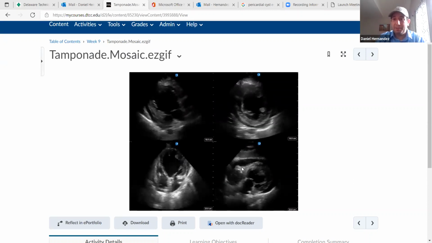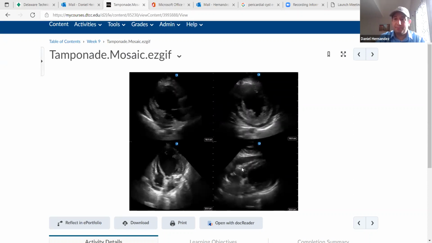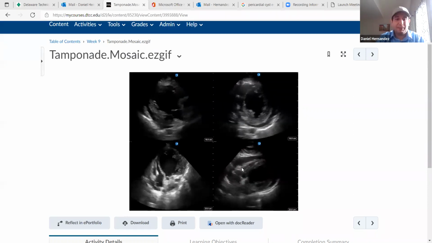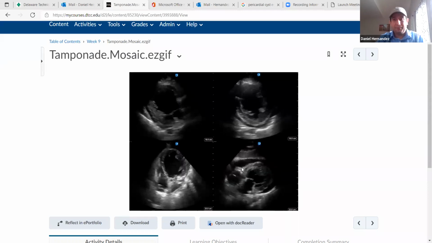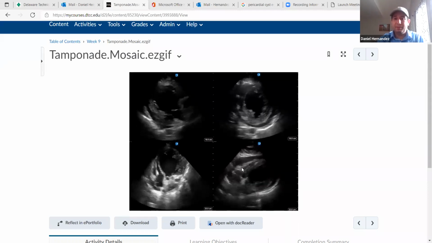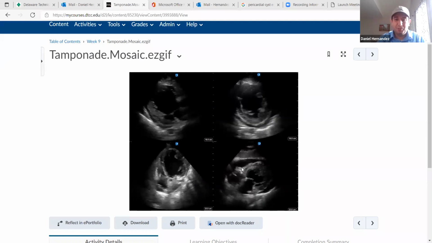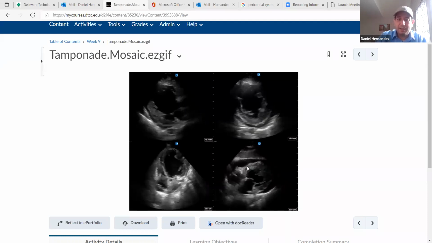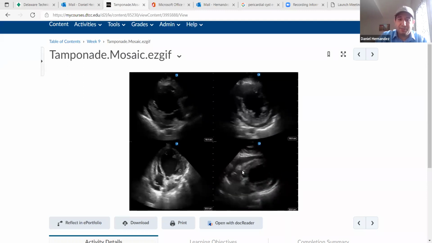So if we can't get blood to fill into the right ventricle, it's not going to flow to the lungs. So there's not going to be blood flow going to the lungs. There's not going to be blood flow in turn returning from the lungs into the left side of the heart. And there's going to be reduced blood flow leaving the left side of the heart. So that's why tamponade is a critical condition.